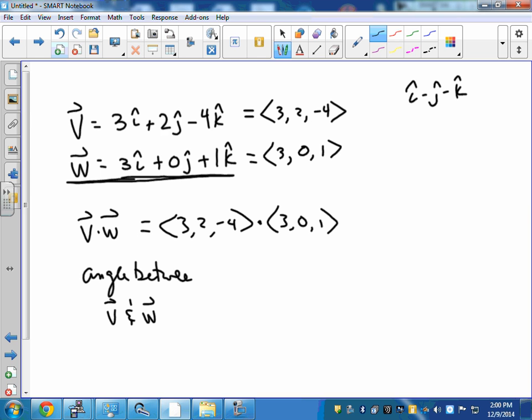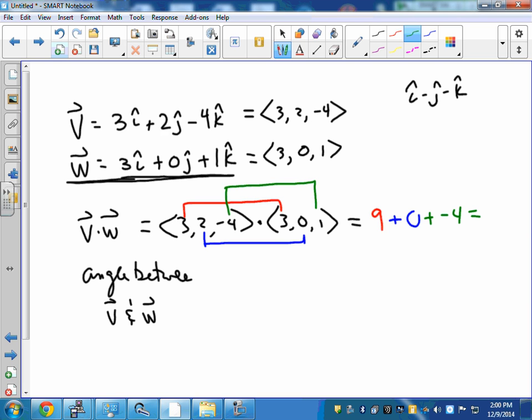And remember the way we did it in two dimensions. You multiply these together. That would be 9, right? Then you multiply the next components together. 2 times 0, that would be 0. I'm going to add those up. But now we have a third component that we're going to be multiplying. So we multiply those together, and that's negative 4. So we're going to add a negative 4. And we just work all that out, and we get 5.